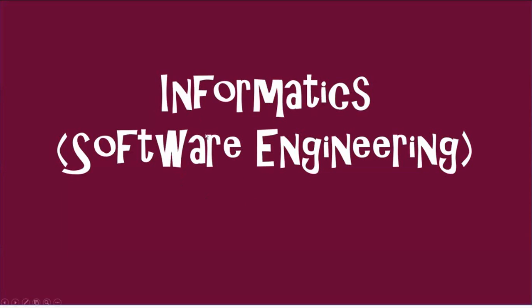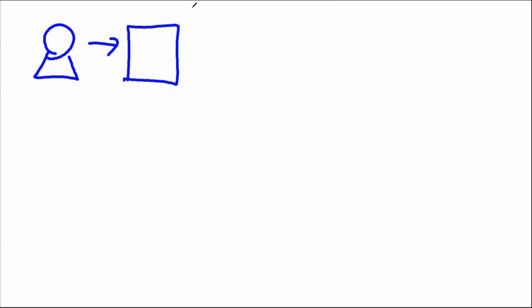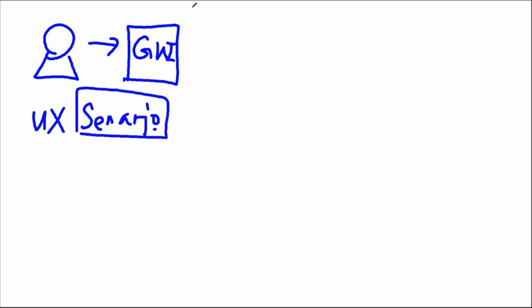Now, let me explain one of the major disciplines in computer science, informatics or software engineering. What is informatics and what is software engineering? Usually we have a user, and this user will have an interface to some system. So there is a designer called a user experience engineer, who helps you build up a user scenario. And then you build some software called a GUI that actually helps the user get used to the system and know what scenarios are supported by the system.